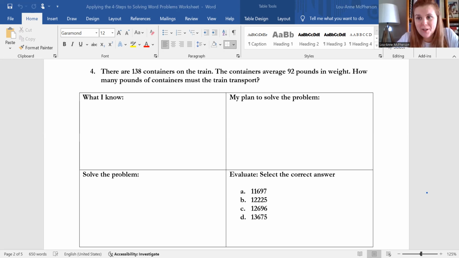Okay, so we're going to jump right into the first question, and that is, there are 138 containers on the train. The containers average 92 pounds in weight. How many pounds of containers must the train transport?